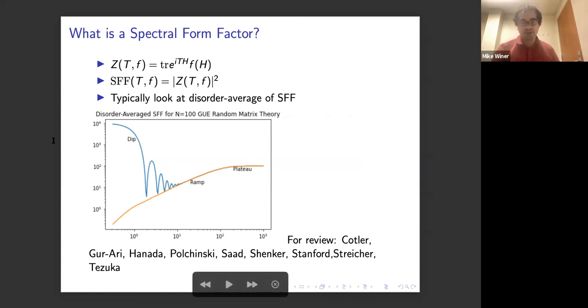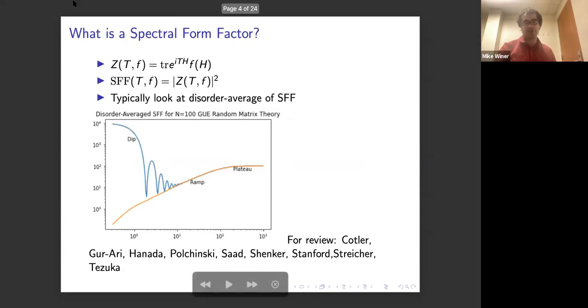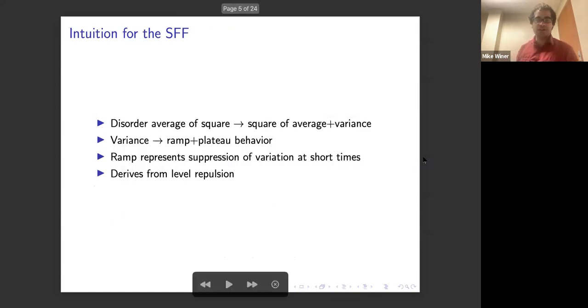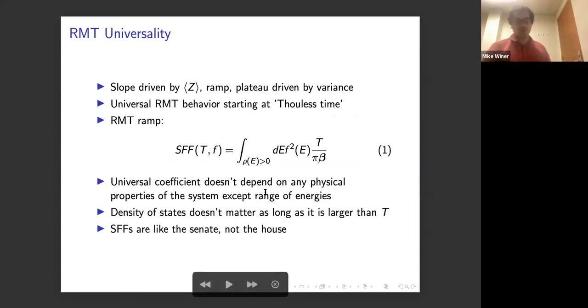Right, so the dip is driven by this incredibly non-universal, right? It's just whatever the partition function is. Partition functions are beautiful, but they're not universal. And it's the ramp and the plateau that are more universal RMT behavior. Oh, I was just saying what I was going to say on the next slide. So starting at the Thouless time, we're going to have this sort of universal ramp.